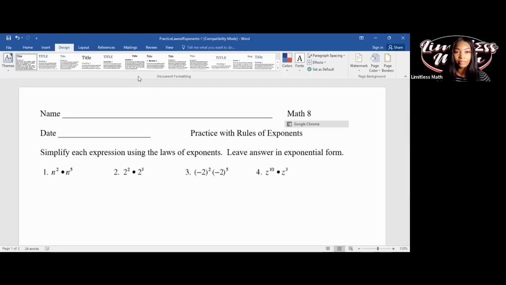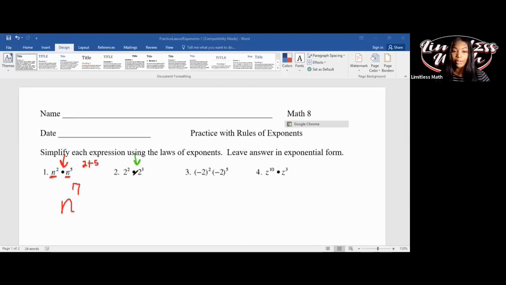Question 1 shows us multiplication with that dot. We know we're multiplying. We can see that they have the same base, n and n. So all we need to do is keep that base and add the exponents. 2 plus 5 would give us 7. That's our final answer, n to the 7th. It's that straightforward.